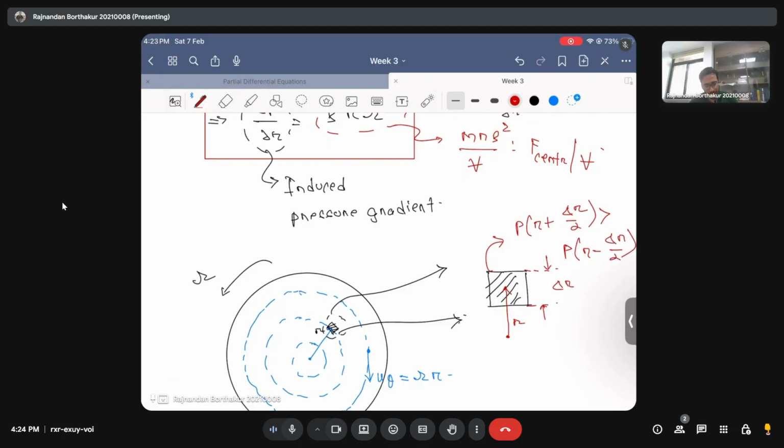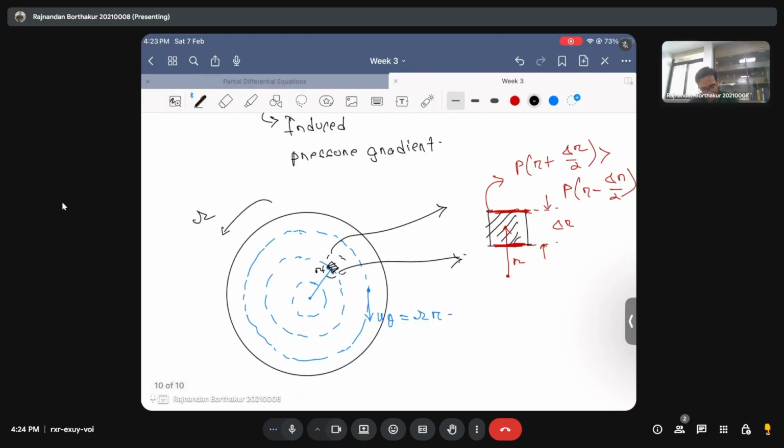Which means at this face of the fluid element I have a higher pressure than at this face, so the net pressure force will act in this direction. This pressure force gets induced because there is an inherent centrifugal force that will try to move the fluid element out, away from the center line. So this is F cent and this is F due to the induced pressure.